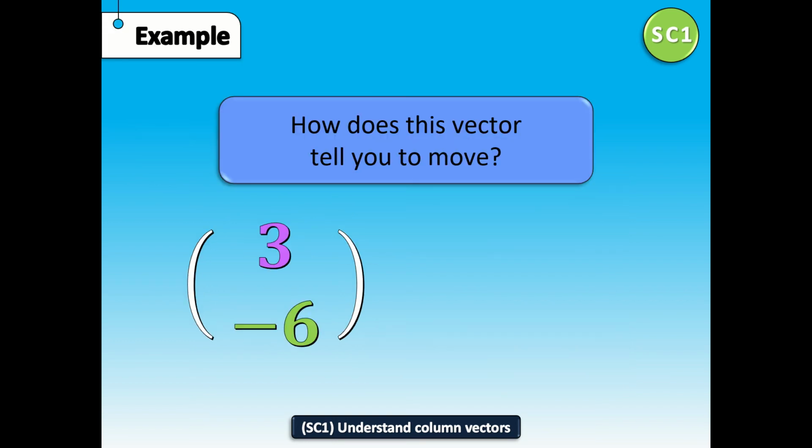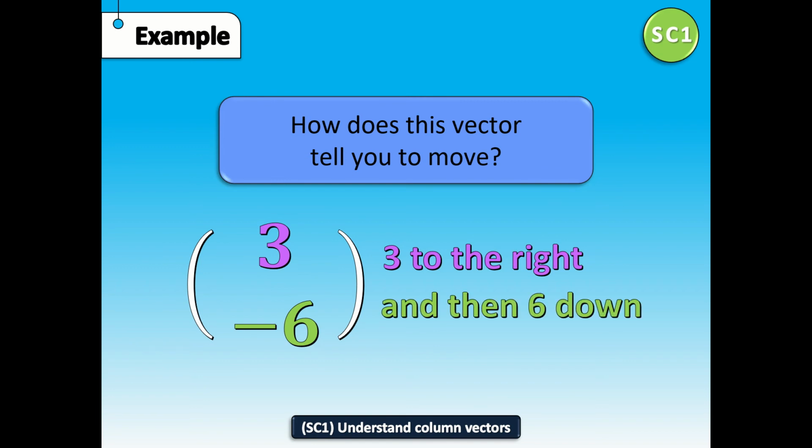So how does this vector tell us to move? Well, 3 is on top, so that's 3 to the right because it's a positive number. And then we move 6 down because it's minus 6 on the bottom.